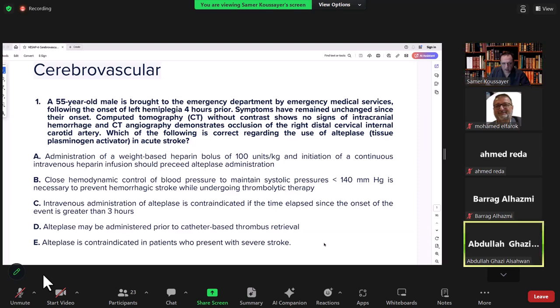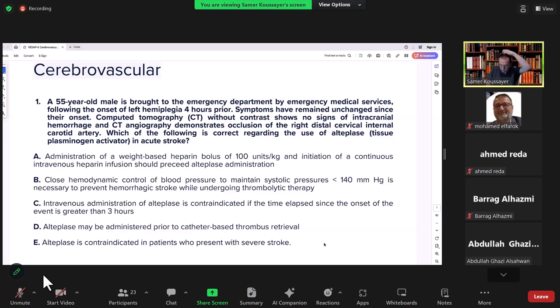Okay, what about D? Alteplase may be administered prior to catheter-based thrombus retrieval. Yes, I think. E, alteplase is contraindicated in patients presenting with severe stroke. I think D is the answer. Yes, you can give it before; by the time you get him to the cath lab, you can give him IV alteplase, and then you do catheter-based thrombus retrieval, because sometimes it's not a clot, it's an atheroma. That's why sometimes you need retrieval, to retrieve the plaque. It's not contraindicated in severe stroke. Unless you do a CT scan and find hemorrhage, that's different. But if it's just severe stroke without intracranial bleeding, I don't think it's a contraindication.